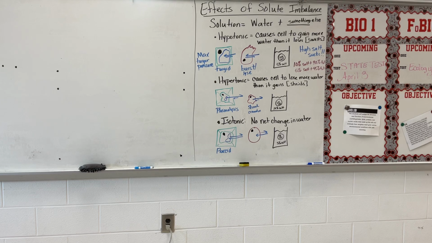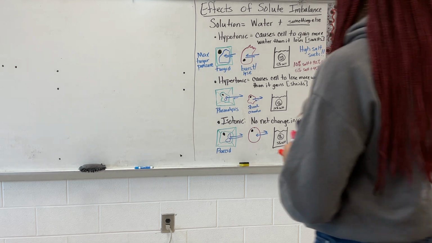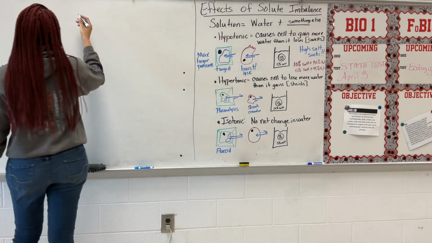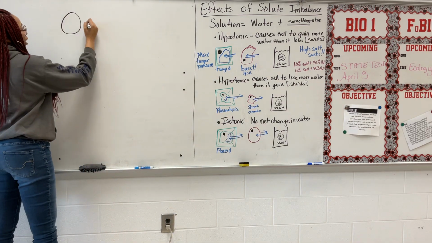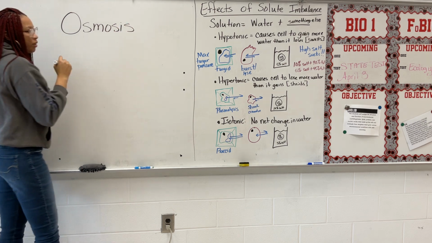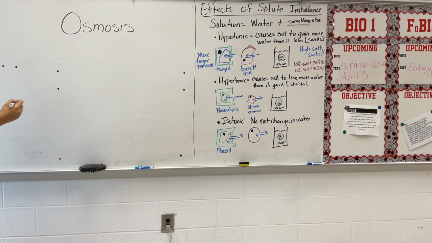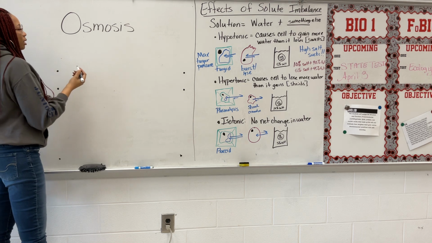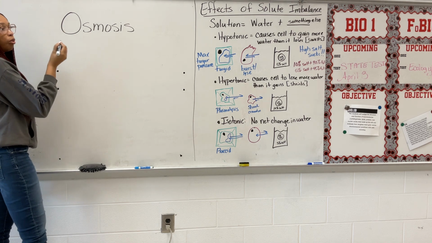All right, guys, I'm back with the rest of Objective 1D, the effects of solute imbalance on a cell. This is looking exclusively at the effects of osmosis, which is the movement of water. And I think this is where some of you really get confused. When we start talking about the tonicity, we're only talking about how water moves.